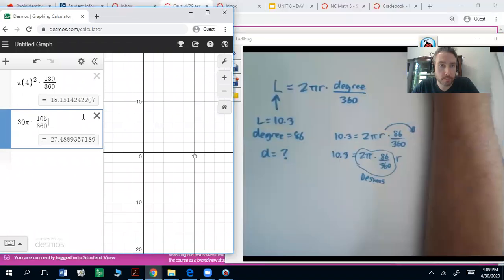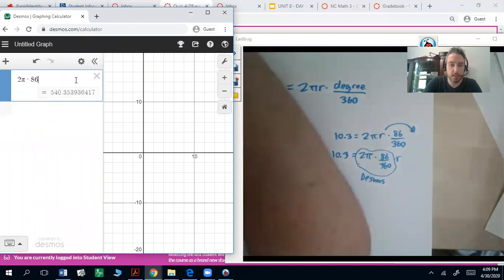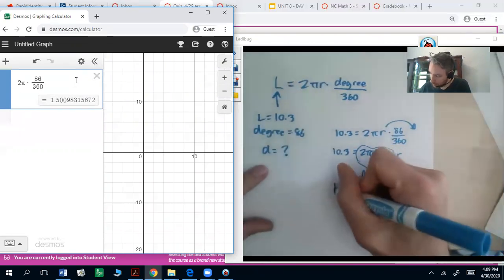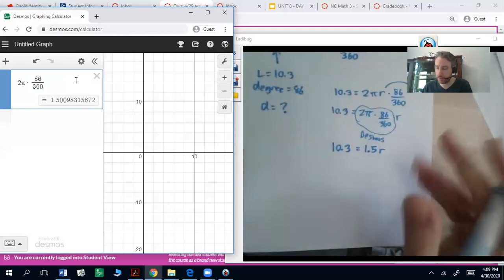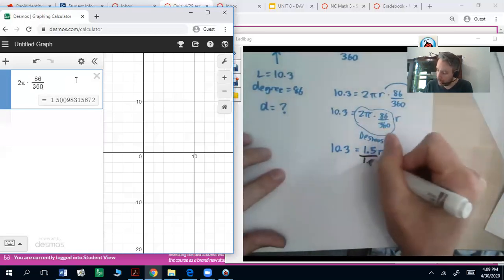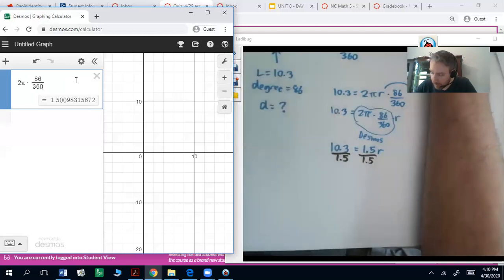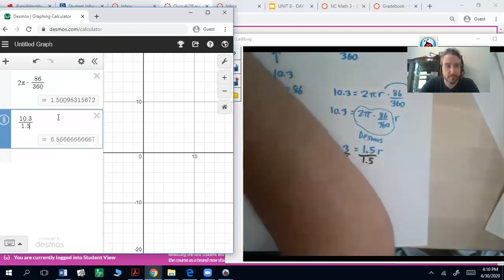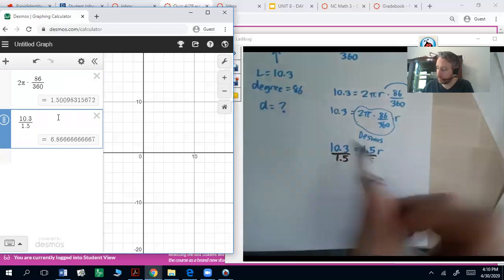I'm guessing it's going to be small. 2 pi times 86 divided by 360. 1.5, nice. So 10.3 equals 1.5 R. Isn't that beautiful? Now it's just a number that equals a number times a number. Got rid of the pi, got rid of the fraction, divide. Cross your fingers, hope you get it right. All right, what is 10.3 divided by 1.5? 6.86666666666. 6.87.